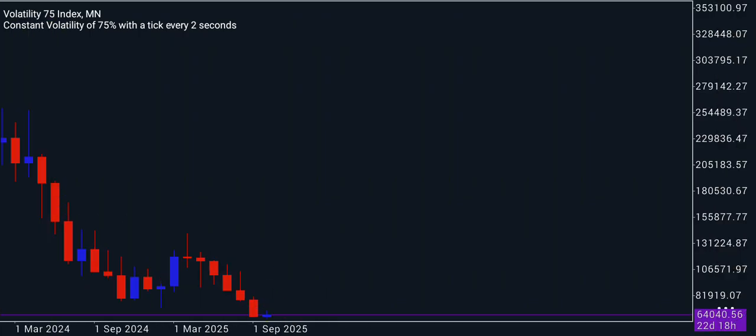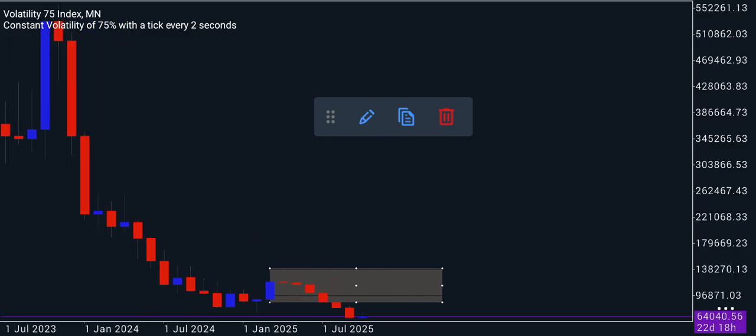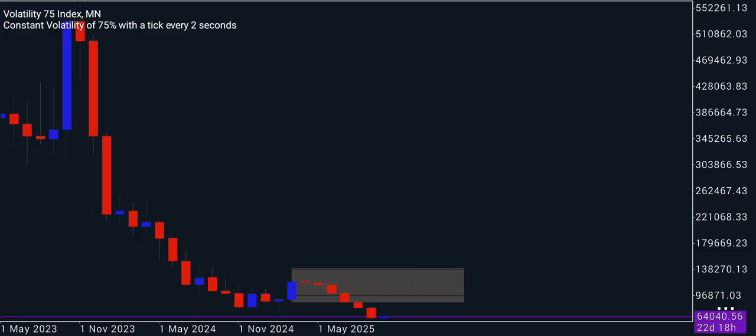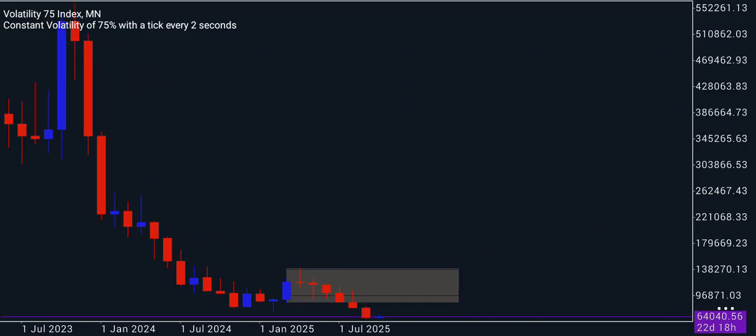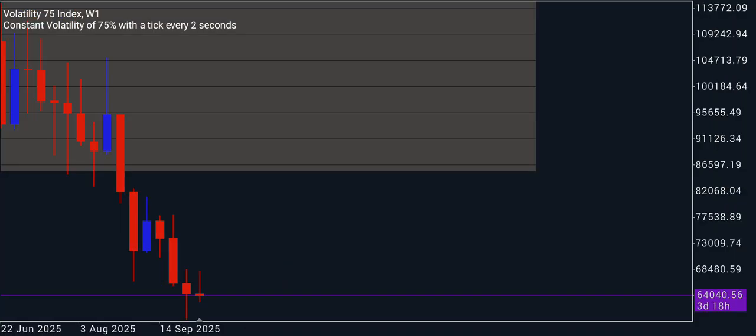So let's mark the demand and supply areas. This is the supply area. This is the supply area. So let's go down to the weekly time frame, looking at how and where we can enter a trade. Since the market is strongly selling, we won't be looking at buying opportunities yet. We'll be looking at how we can join the selling movement. So we'll go to the weekly.